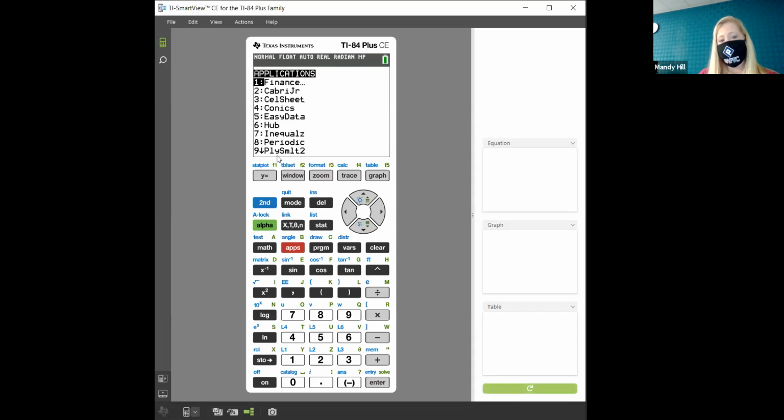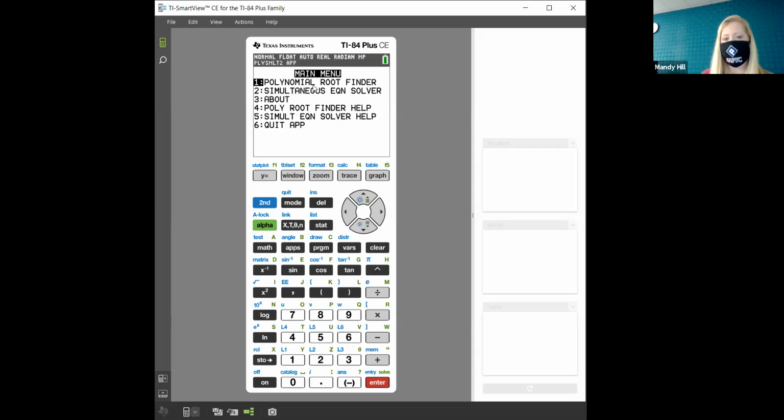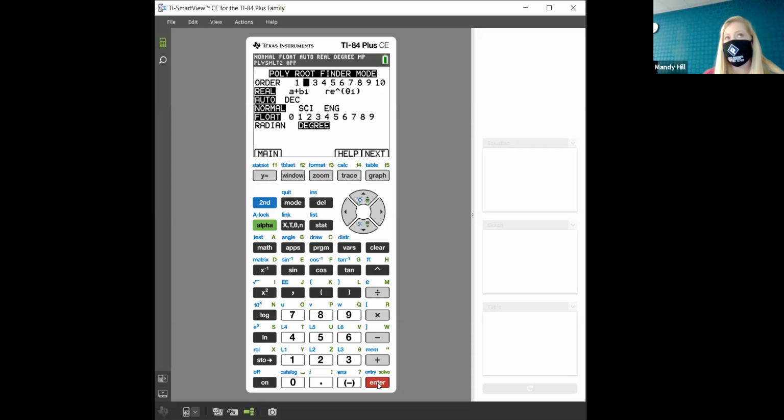Okay, and you want to find this app that says PLYSMLT2, Poly Simulator 2. It's 9 on this calculator. So I'm going to go down to 9 and I'm going to hit enter. Okay, and it's going to say Polynomial Root Finder. So I went to apps, I went to Poly Simulator 2, and then I'm picking Polynomial Root Finder. So I'm going to hit enter because that's what I want to do.